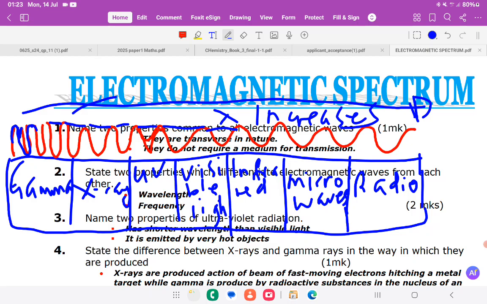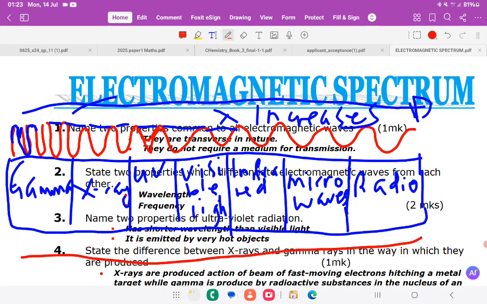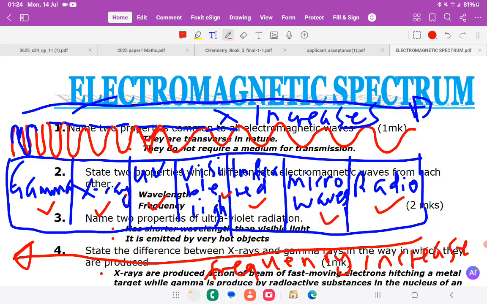But as you go back from radio waves to gamma, there's also a property that is changing, in this case frequency. The frequency from right to left, from radio waves to gamma rays, tends to increase. So gamma has the highest frequency compared to the rest. In descending order of frequencies, gamma has the highest, followed by X-rays, then UV, then visible light, and then infrared and microwaves, and so on.